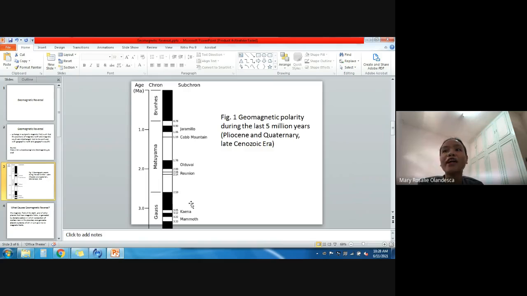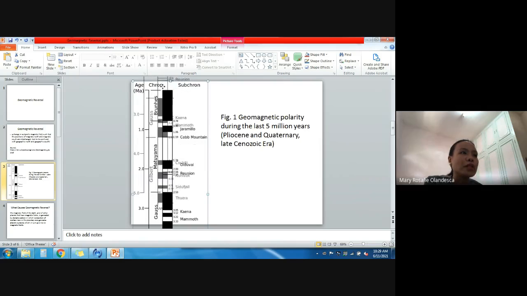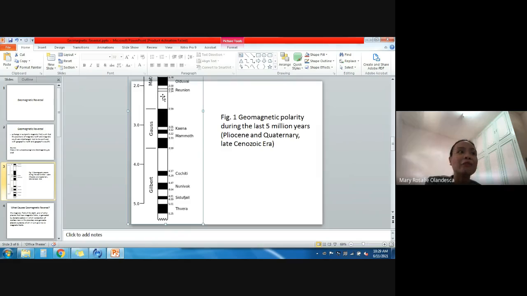Okay, and aside from that, we also have the subchron. Now, the dark areas here, the black ones, are the polarity that matches today's normal polarity, while the light ones will be the reverse polarity. So during this time span, that will be the normal polarity, and then the white will be the reverse polarity. Okay, so with this, let me show you the bottom of this timeline.